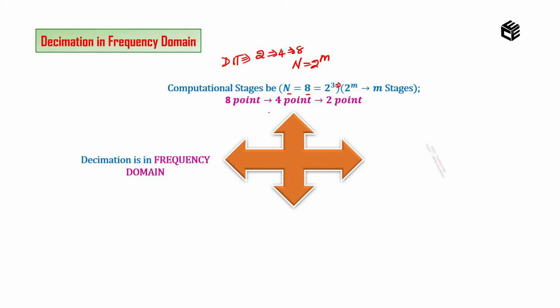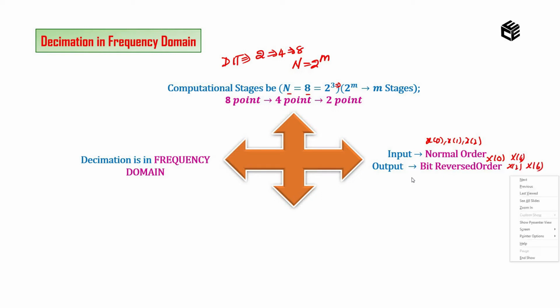The third point is about the input and output. Here the input will be of the normal order, that is x of 0, x of 1, x of 2, it goes like this. And the output will be of the bit reversed order, which means x of 0, x of 4, x of 2, x of 6, it goes like this, which is a straight opposite of DIT.